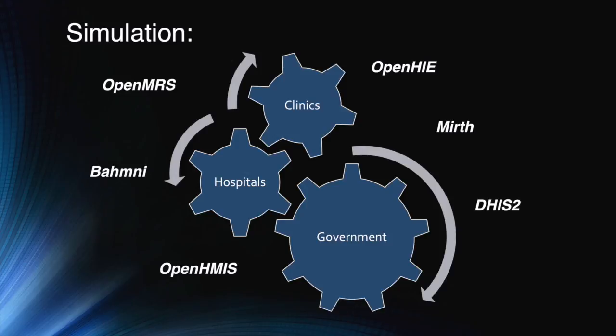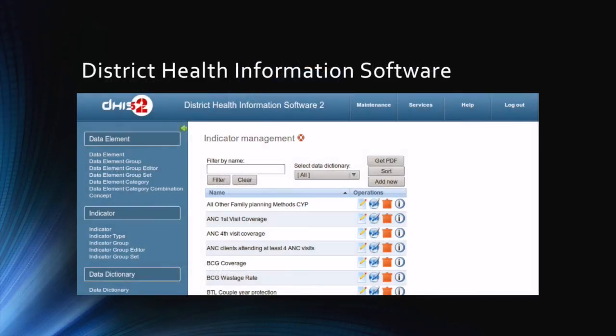OpenMRS has a sample database of 5,000 or so patients, putting that into the clinics and seeing if you can move a patient, say, from a clinic into a hospital, or send data from a hospital to the government into their DHIS2 system. So all these listed here are open source projects that together could potentially cover the different elements of a health IT system in a developing country.